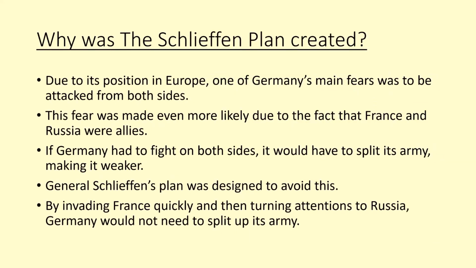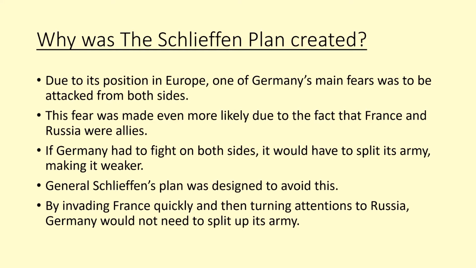So why was this plan created? Well, due to its position in Europe, one of Germany's main fears was to be attacked from both sides. This fear was made even more likely due to the fact that France and Russia were allies. So Germany is well aware that France is on one side of them and Russia is on their other side. So they know that if they end up in a war with one of them, then both of them are going to attack them from both sides.